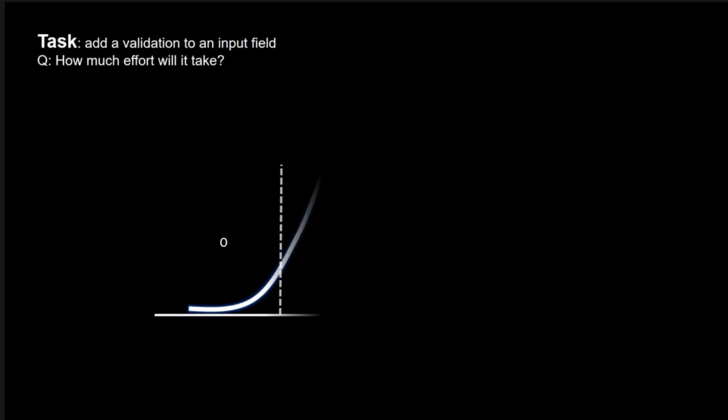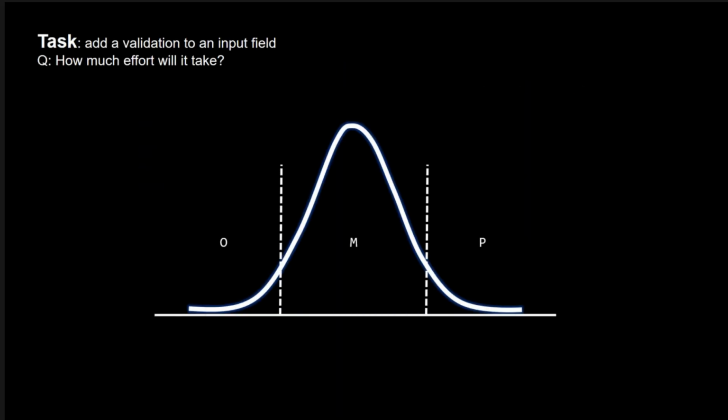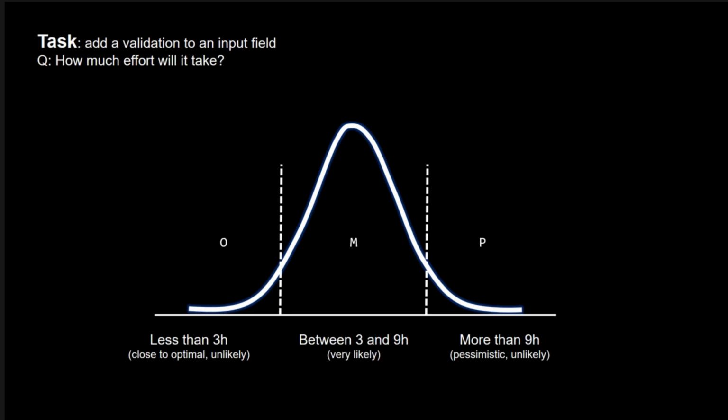Let's look at an example. We need to work with the developers to estimate how long it will take to add validation to an input field. After a brief conversation, we have obtained some values to consider. In a normal distribution, we could say that less than 3 hours would fall on the leftmost side of the curve. It's close to optimal, but unlikely. On the contrary, more than 9 hours would be on the rightmost side. It's a pessimistic estimate, but also unlikely. Therefore, anything between 3 and 9 hours will be more likely.